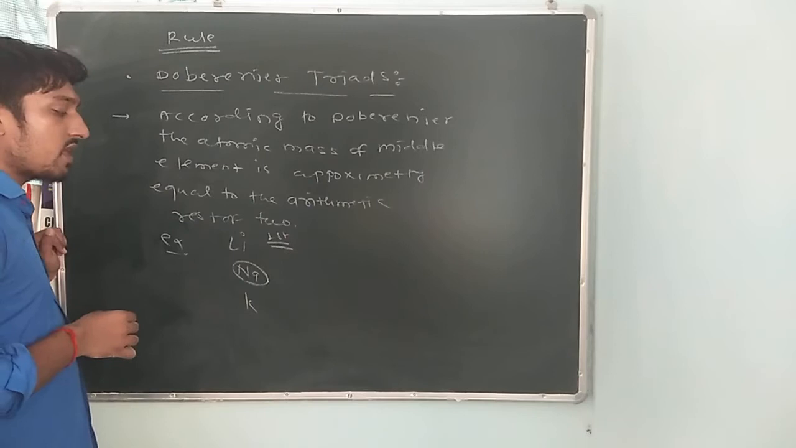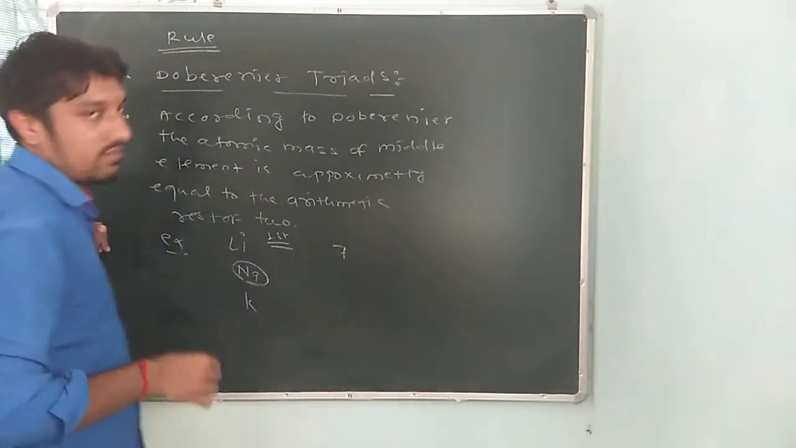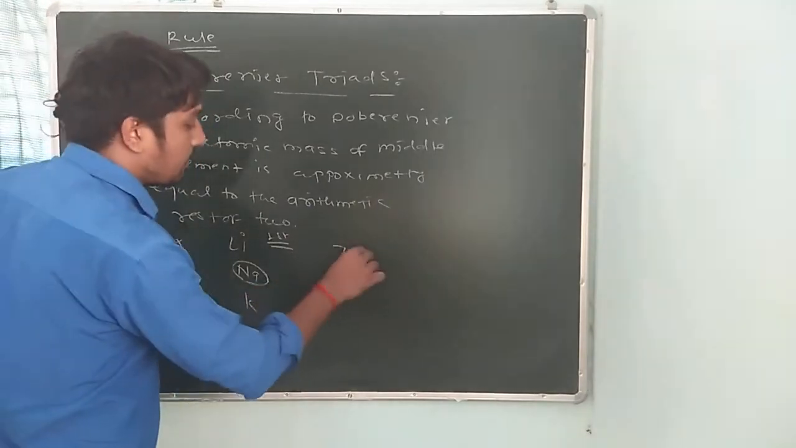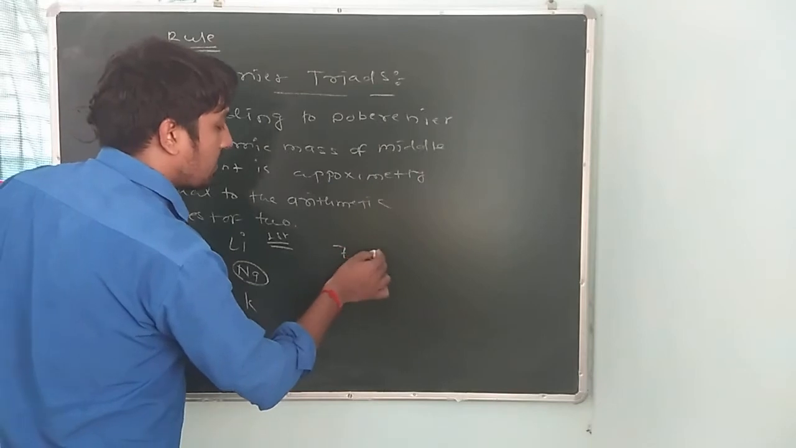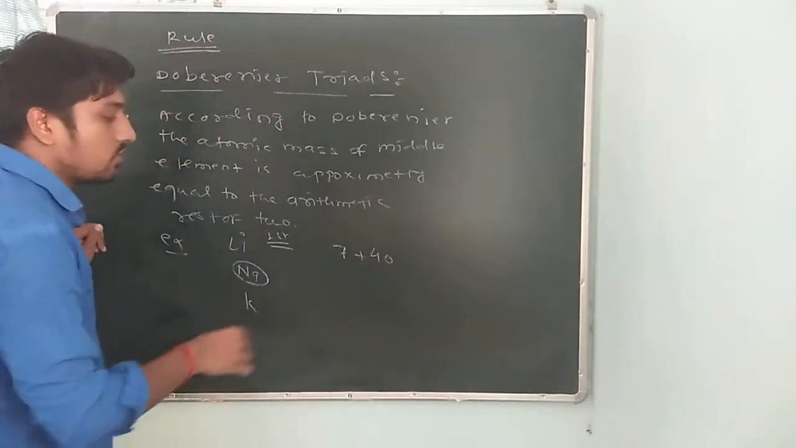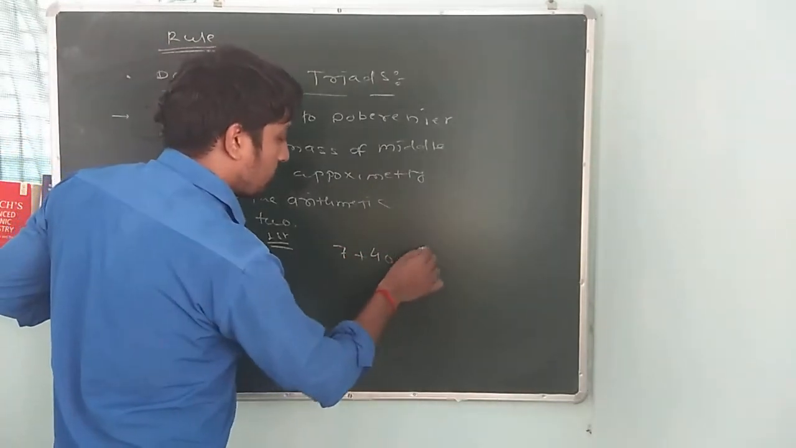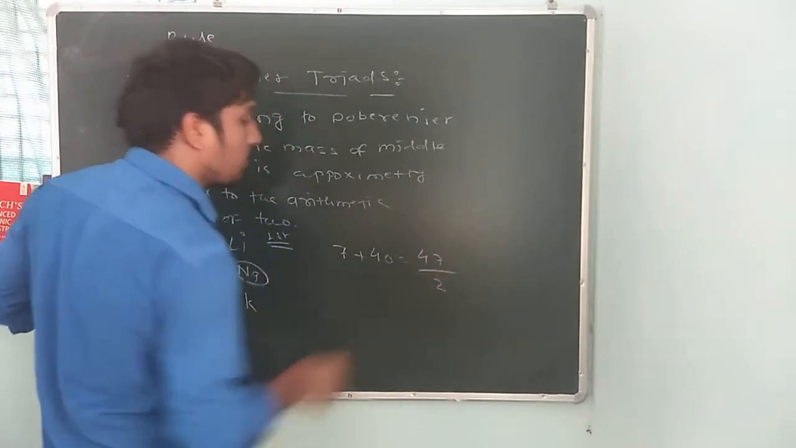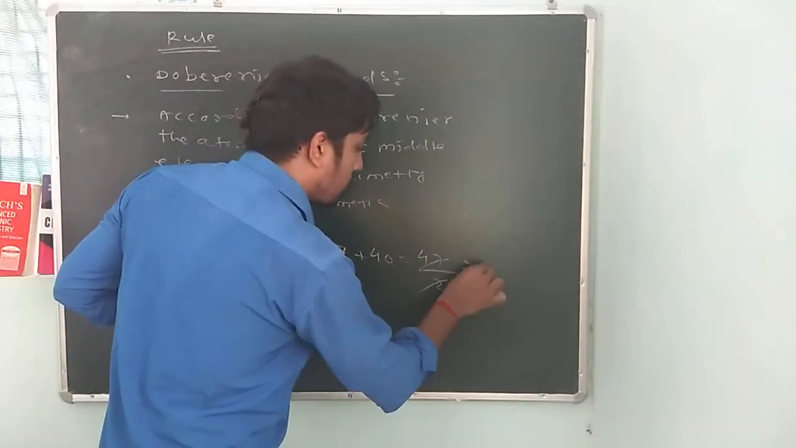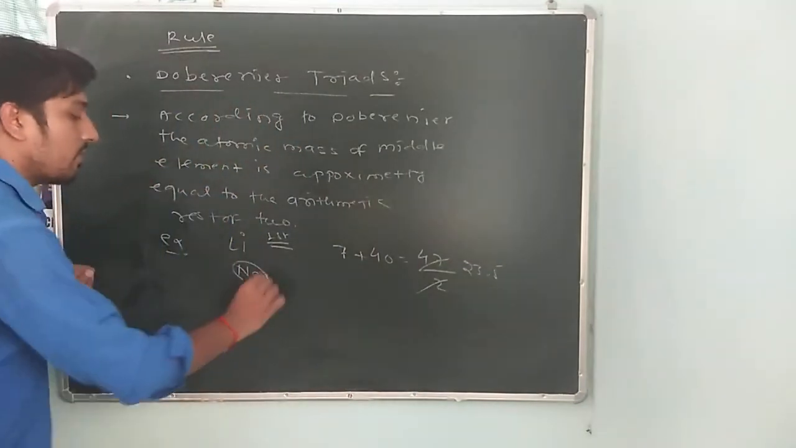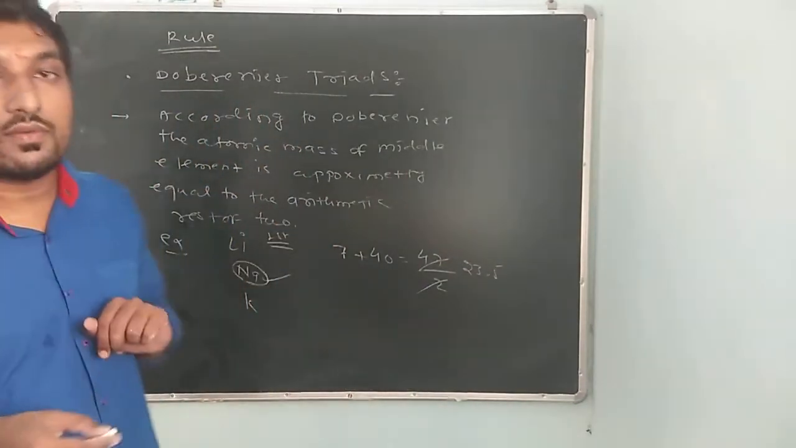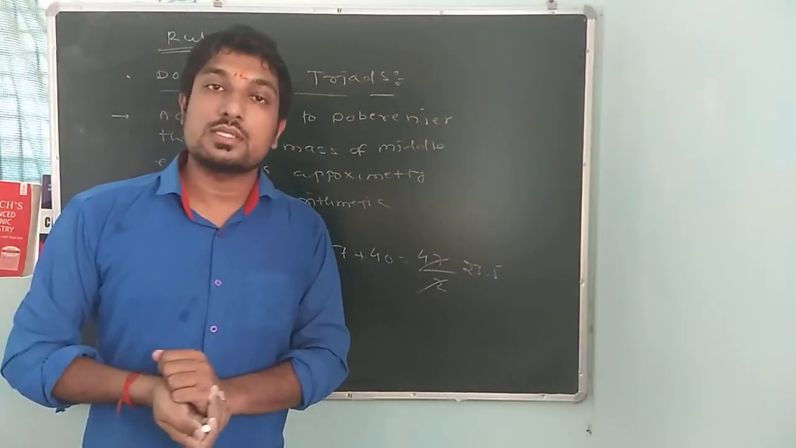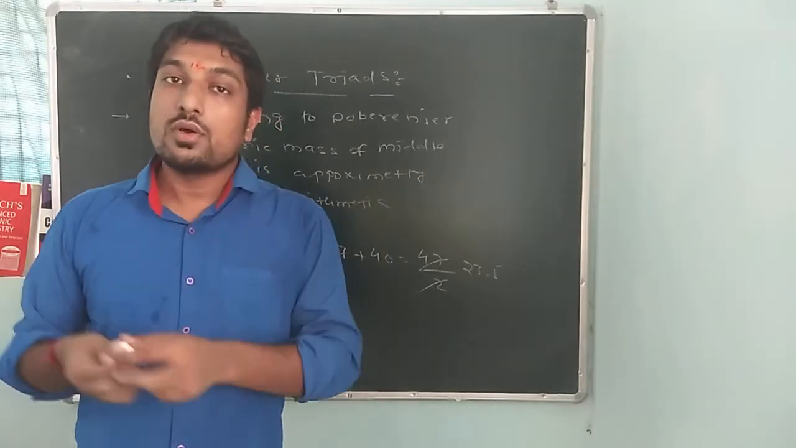What is the atomic mass of lithium? 7. And what is the atomic mass of potassium? At least 40, approximately. So 47 divided by 2. How much do we get? 23.5. Exactly, this is the atomic mass of sodium. So this is Dobereiner's triads rule.